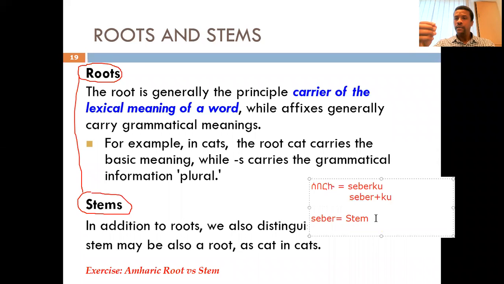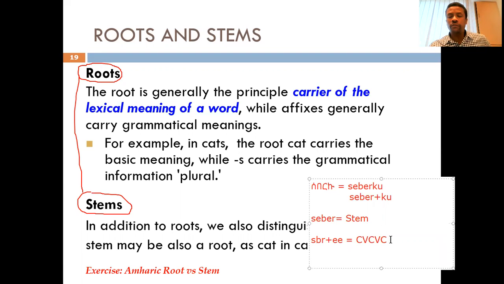But in Semitic languages, you can actually further decompose a stem, which means you can decompose it in such a way: SBR plus EE. As you can see, you can separate the vowels from the consonants. But when you do that, you have to tell us how they are going to be recombined. You can say it is combined using a pattern: a consonant followed by a vowel, a consonant followed by a vowel, then finally a consonant.